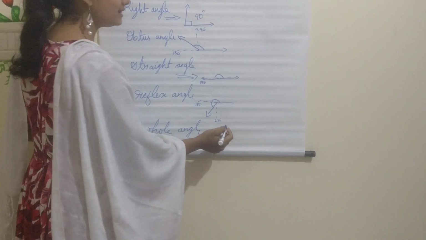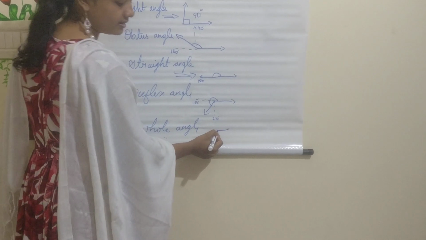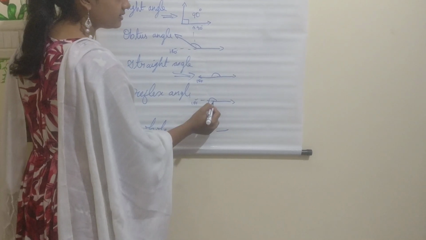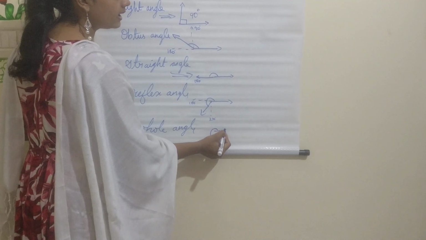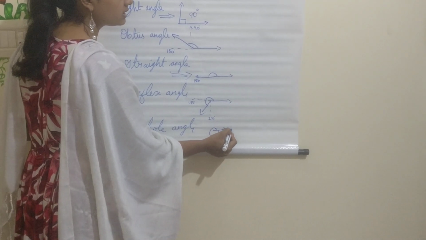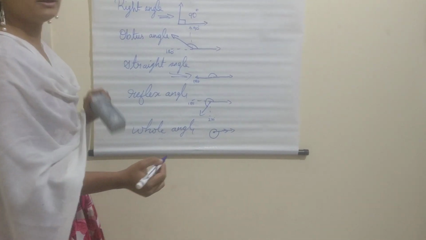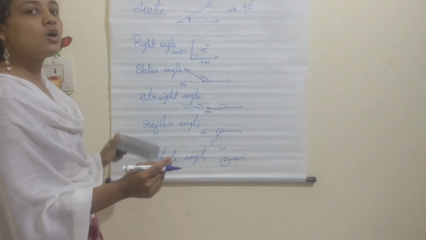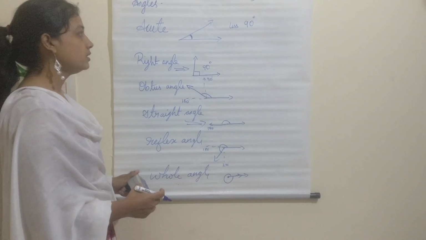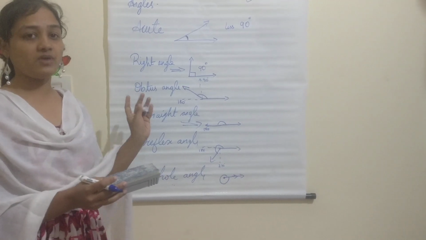So whole angle is nothing but when the second ray completes one full round and comes back to the starting ray. Then this angle is called the complete angle, or also called as whole angle. So now you have finished with different types of angles.